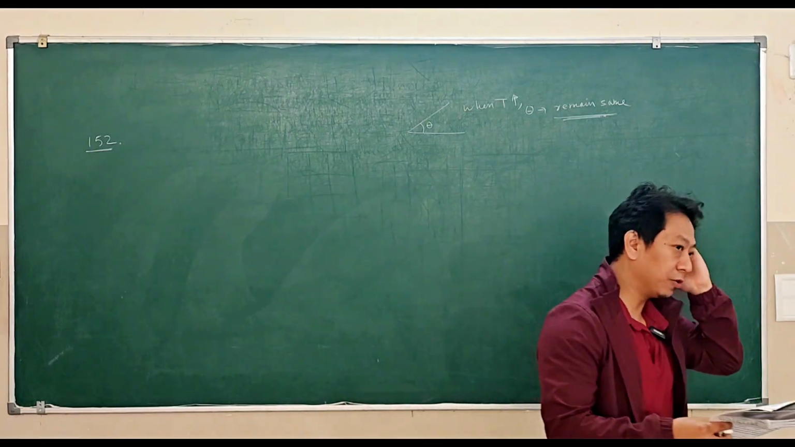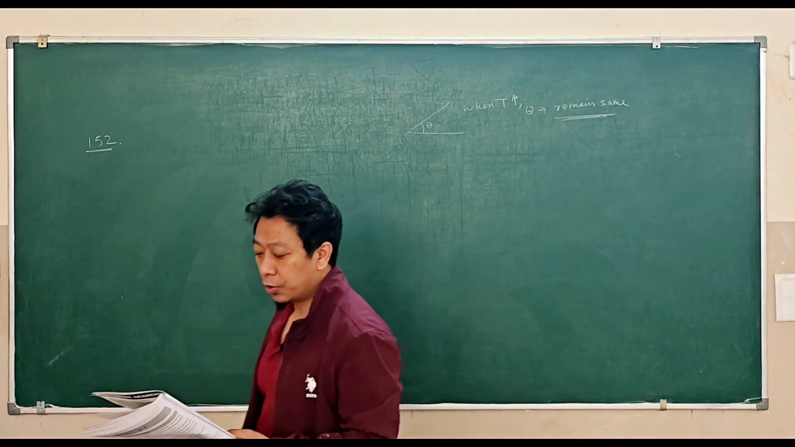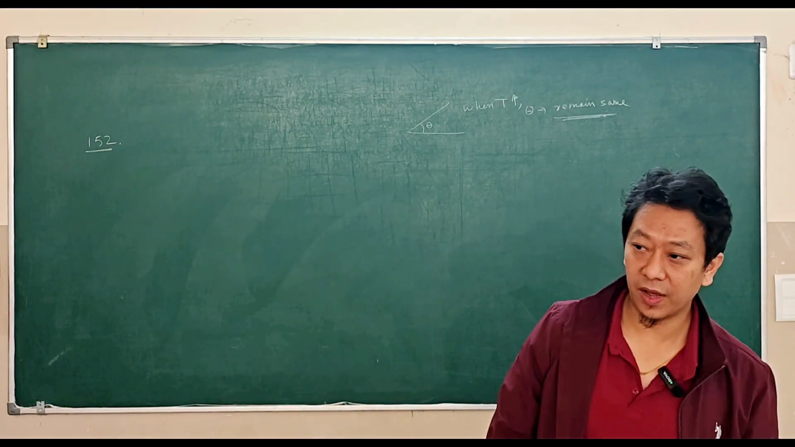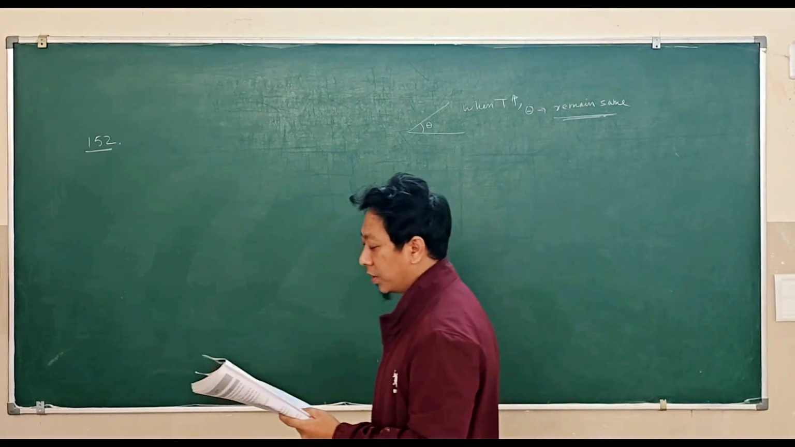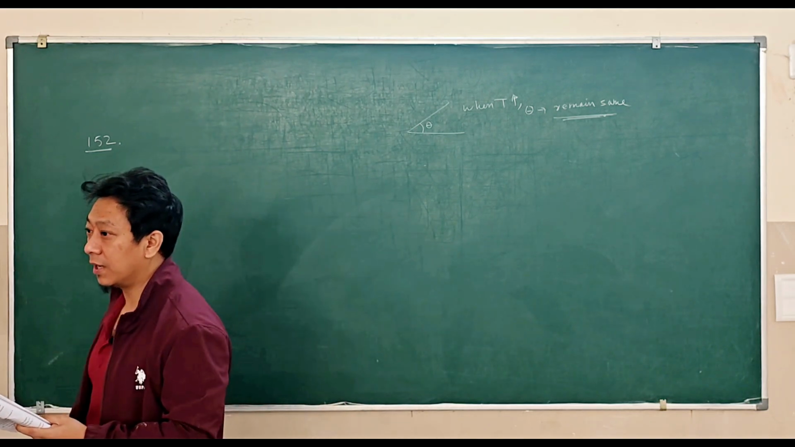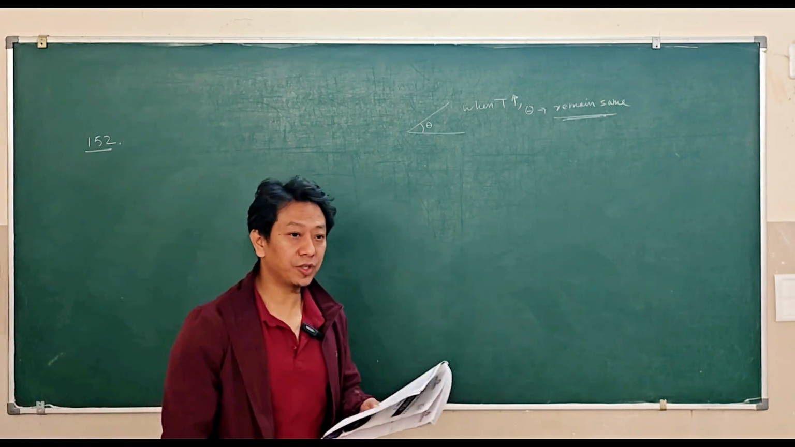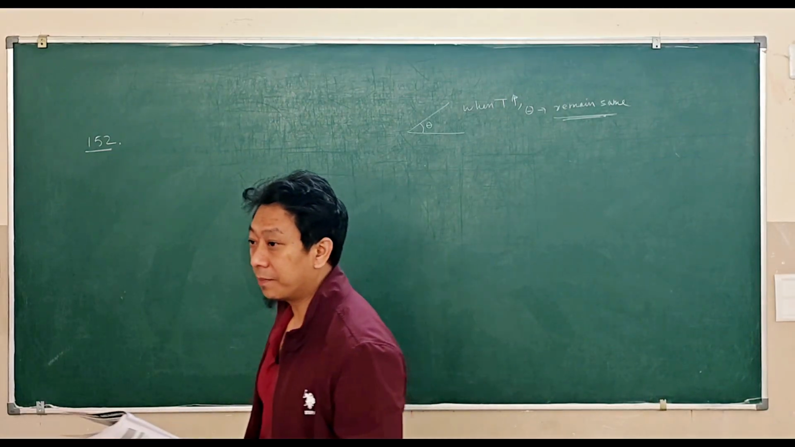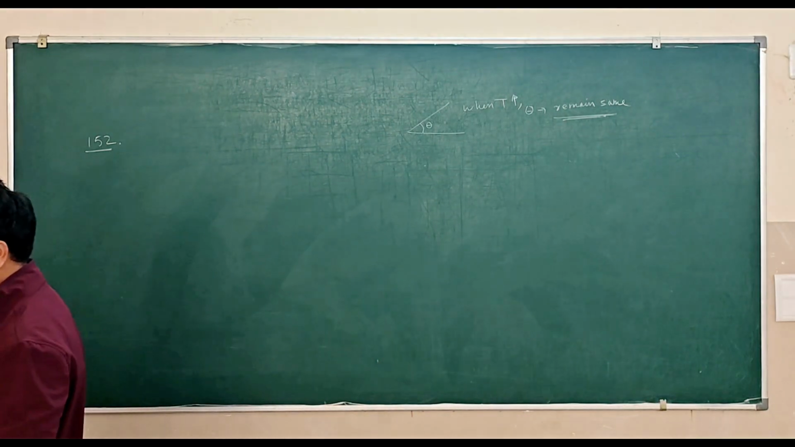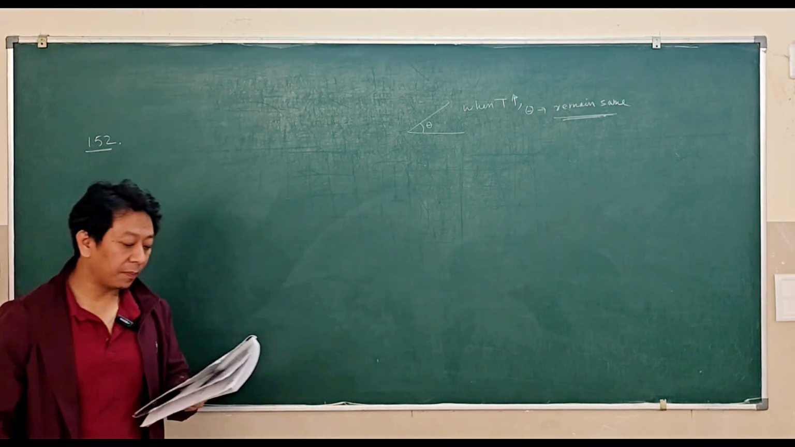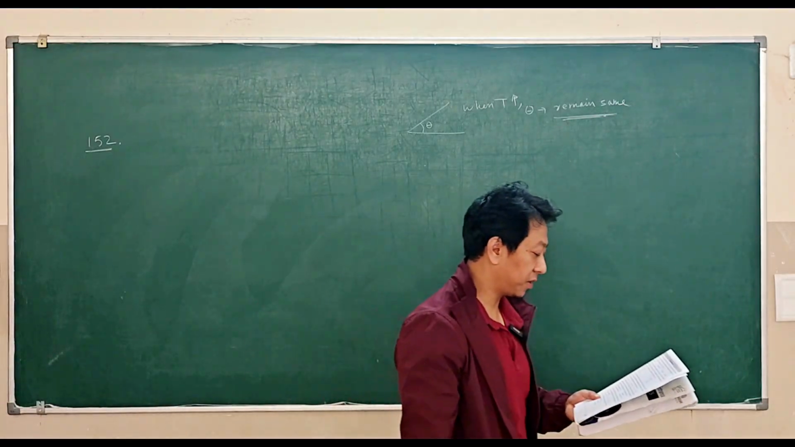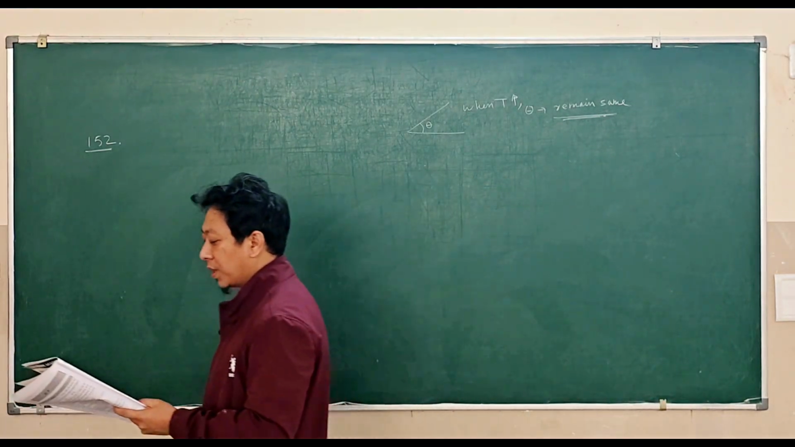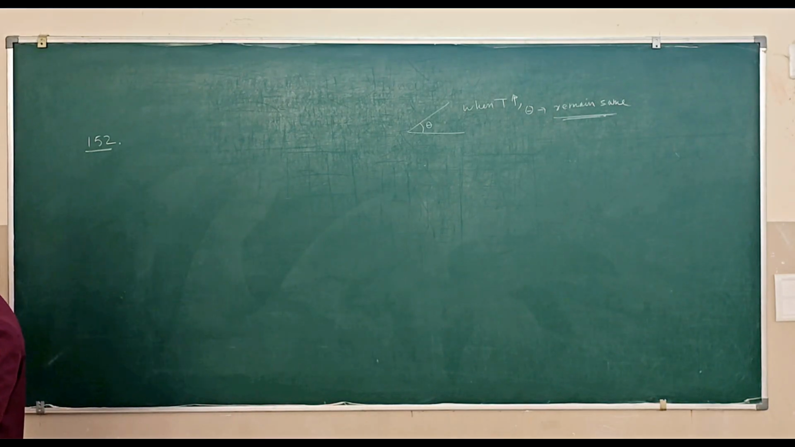Question number 152, once read. A cube of coefficient of linear expansion alpha s is floating in a bath containing a liquid of coefficient of volume expansion gamma L. When temperature is raised by delta T, the depth up to which the cube is submerged in the liquid remains the same. What should be the relation between alpha S and gamma L?